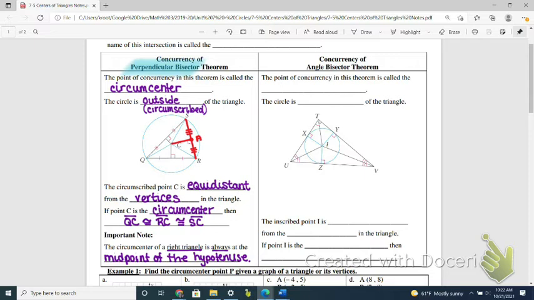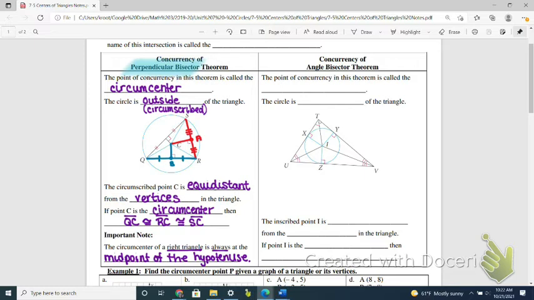Okay, and then if I go over to the next side of the triangle, QR, and I call this point B. B bisects that line, and that line is perpendicular. So CB is perpendicular.